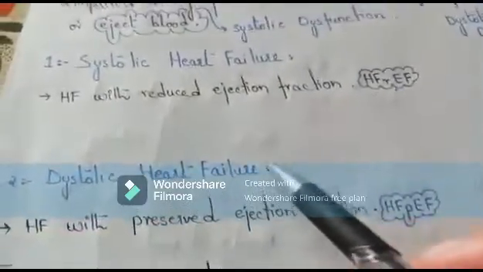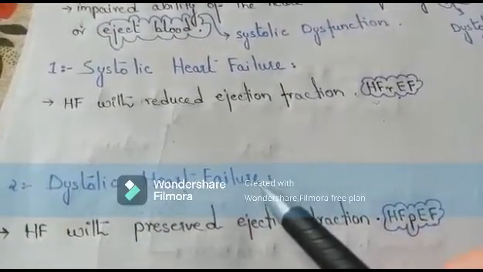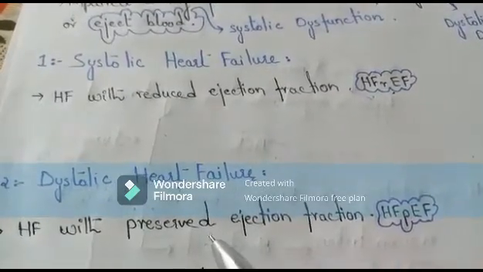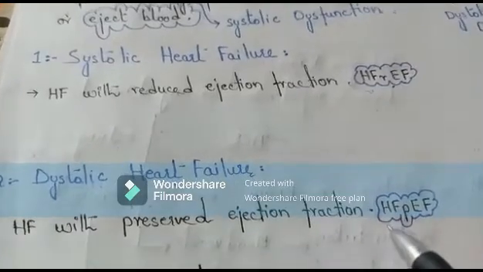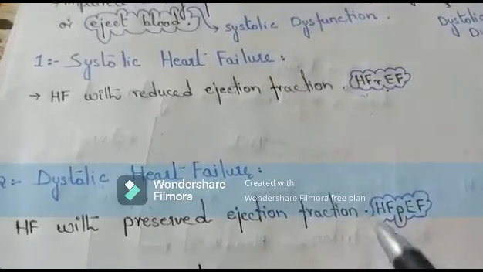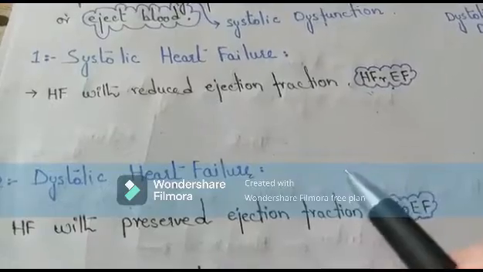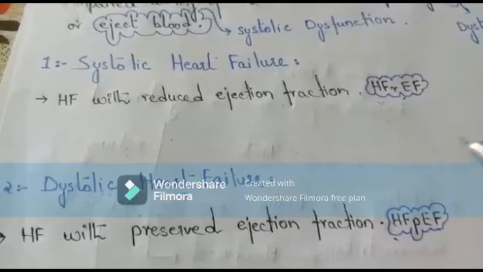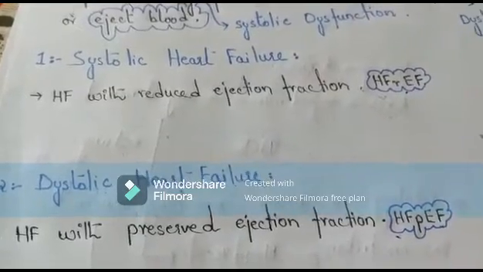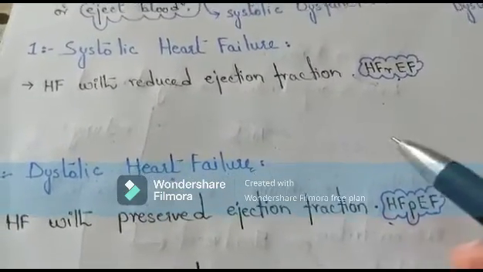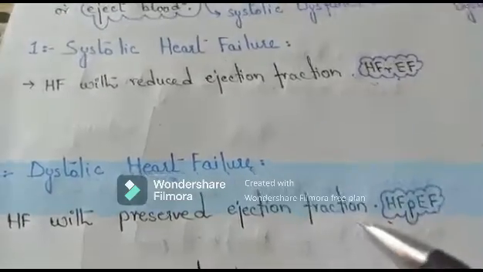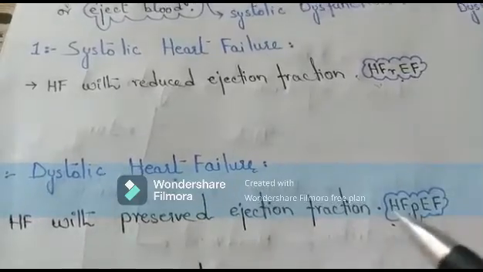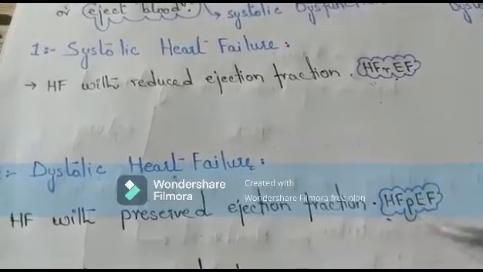The other type is diastolic heart failure, which is also called heart failure with preserved ejection fraction, because in this the forceful contraction of the heart, or you may say the pumping ability of the heart, is enough. There is a failure in the filling of the ventricle, so this heart failure is called heart failure with preserved ejection fraction.